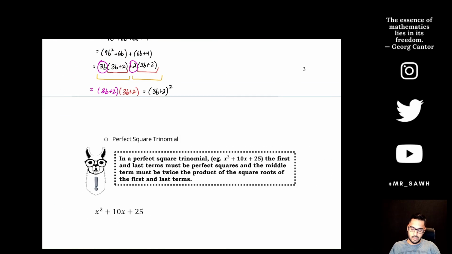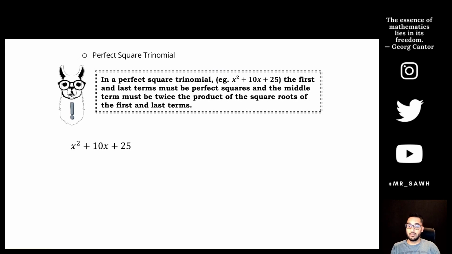And that leads us into talking about a perfect square trinomial, because well, if I just read this, in a perfect square trinomial, the first and last terms must be perfect squares. The middle term must be twice the product of the square roots of the first and last terms. That's what we're going to look for.